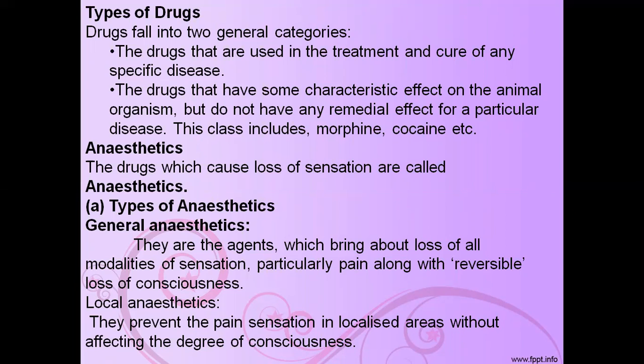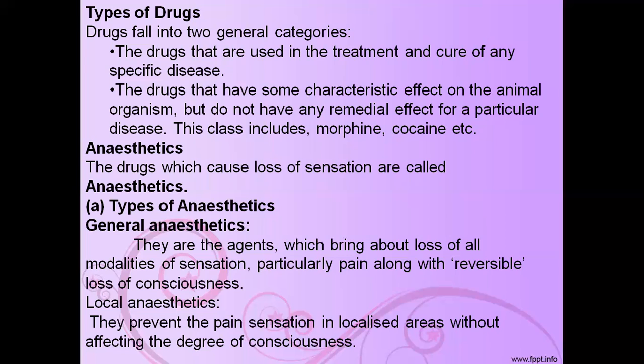Okay, anesthetics. This is one of the types of drugs. The drugs which cause loss of sensation are called anesthetics. At the time of surgery, the doctors give the patient anesthetics, so the patient loses sensation. When we do surgery, they give the patient anesthetic, because if the patient is unconscious, it is very easy to perform the surgery, and they will not feel the pain.